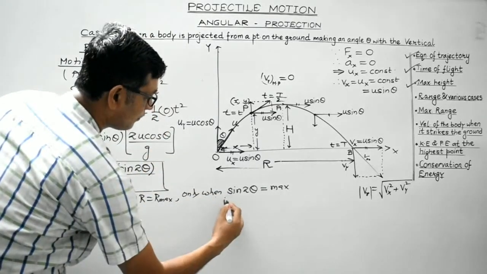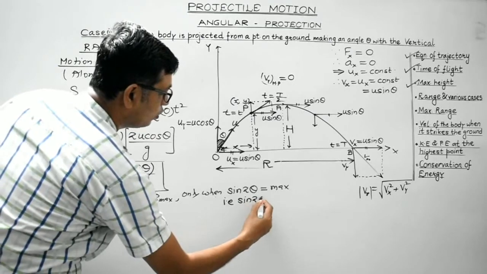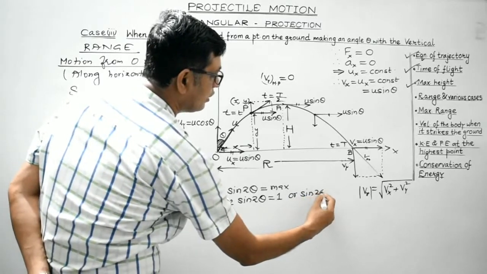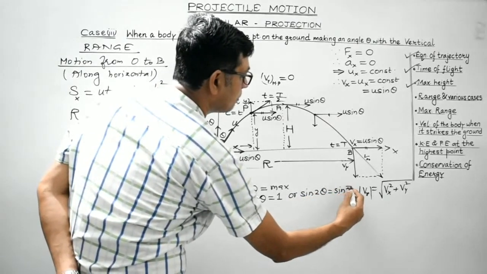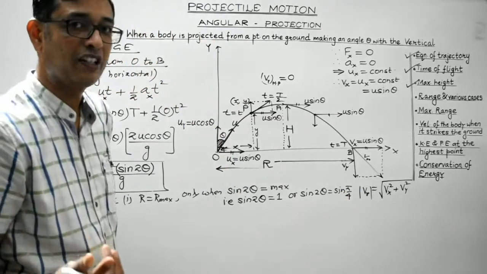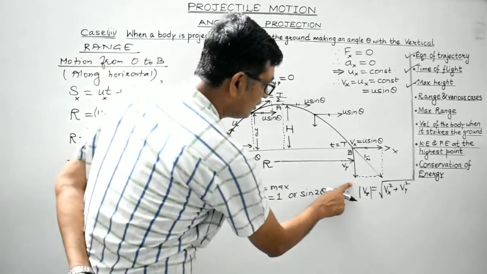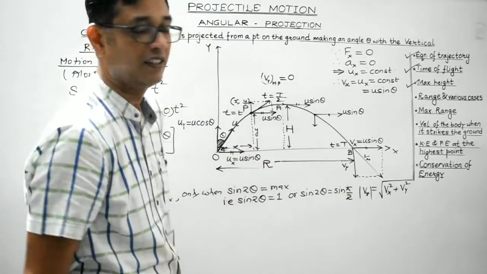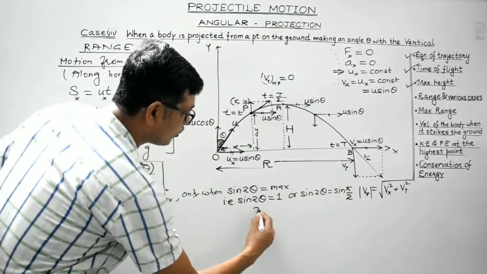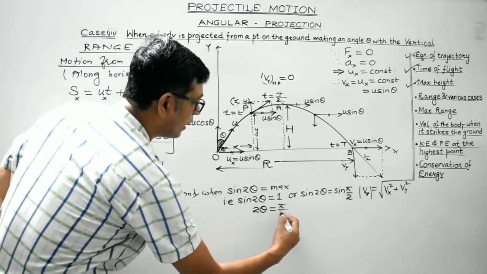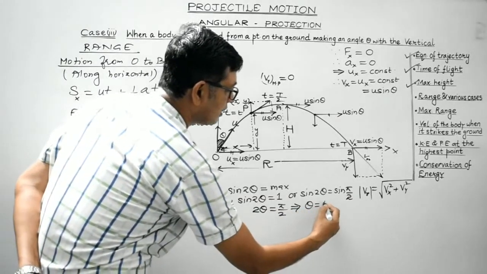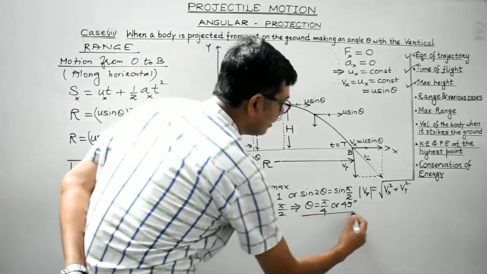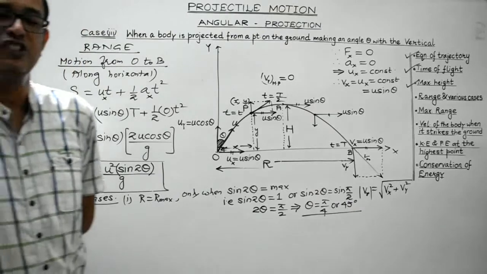That is, sin 2 theta is equal to 1, or sin 2 theta is equal to sin pi by 2. Sin 90 degree is equal to 1. So it is pi by 2. Sin 90 is equal to 1, isn't it? So comparing these two, what do you get, students? 2 theta would be equal to pi by 2, which implies that theta is equal to pi by 4 or 45 degree. This is a very, very important result.